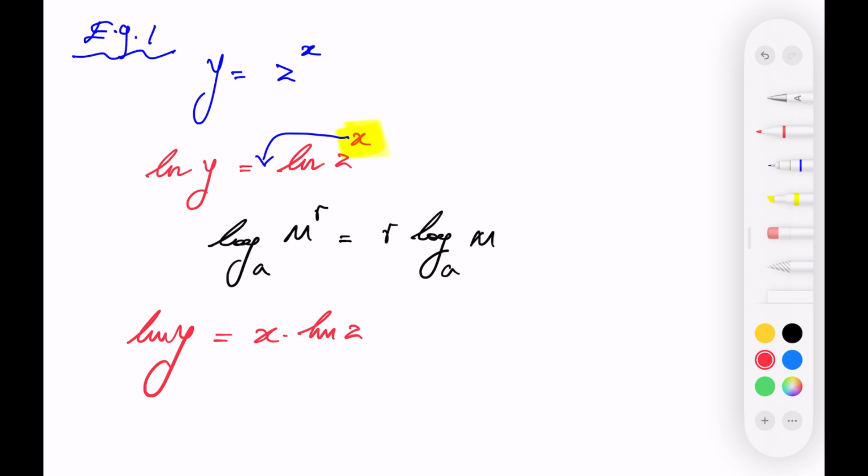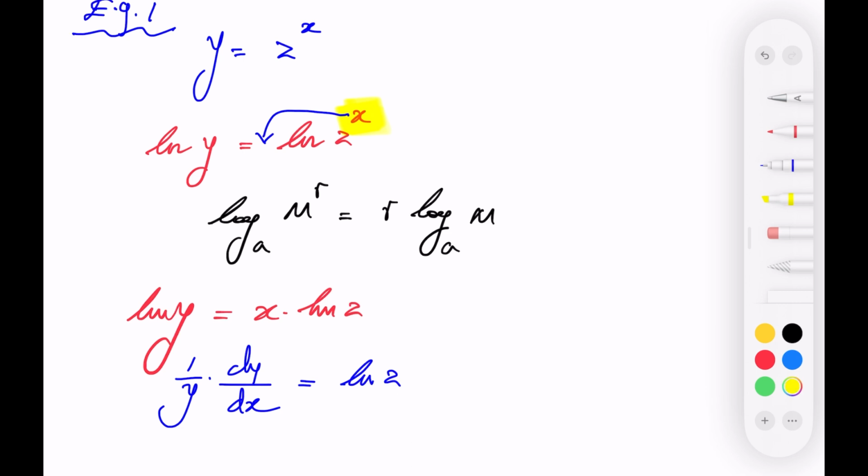Now we can differentiate both sides with respect to x. If you differentiate natural logarithm y with respect to x, what do you get? It's implicit differentiation. We know it's going to be 1 over y times dy by dx. On the right hand side, I have x times natural logarithm 2. Please note that natural logarithm 2 is just a constant, which can be factored out using the second property of differentiation, and simply differentiate the function of x. Therefore, it will be ln 2 times the derivative of x, which is equal to just 1.